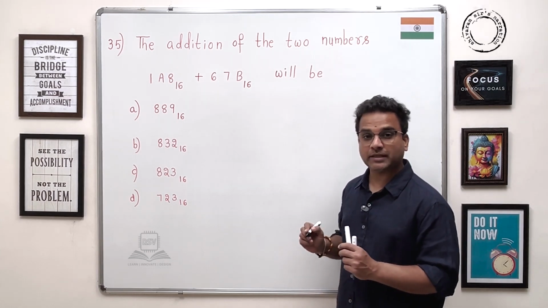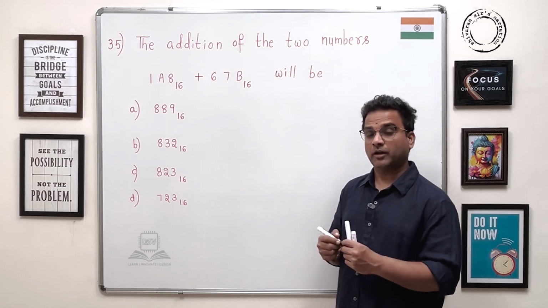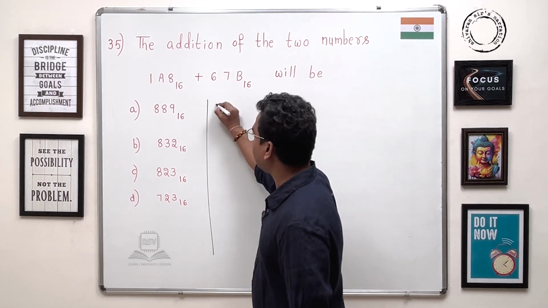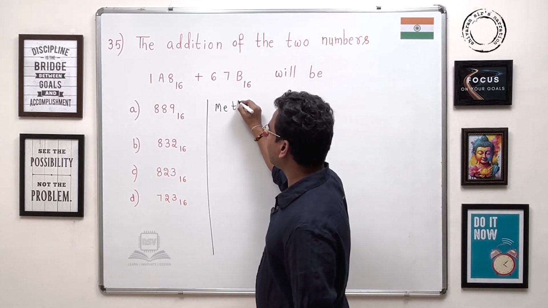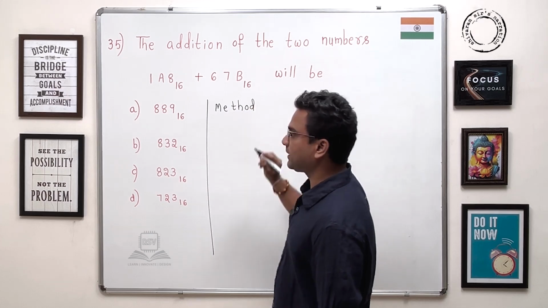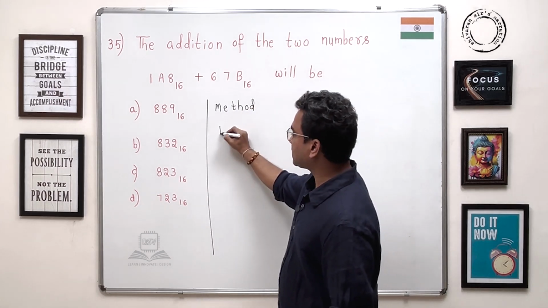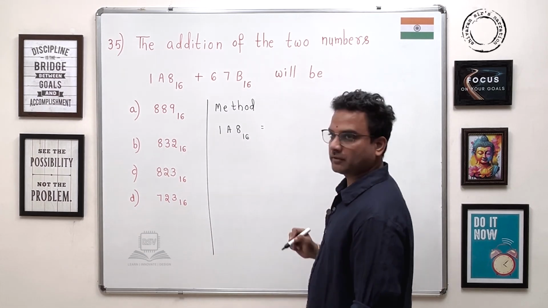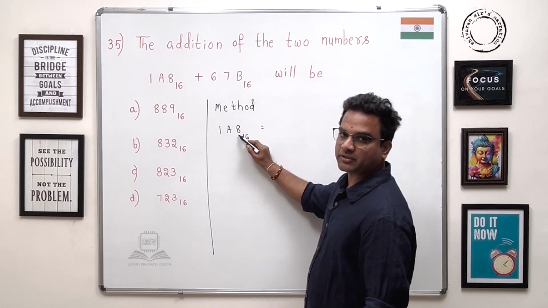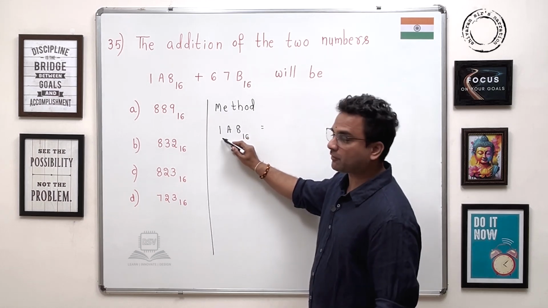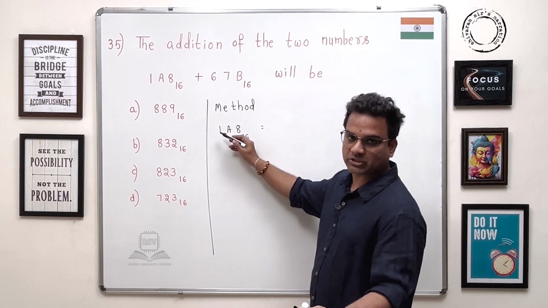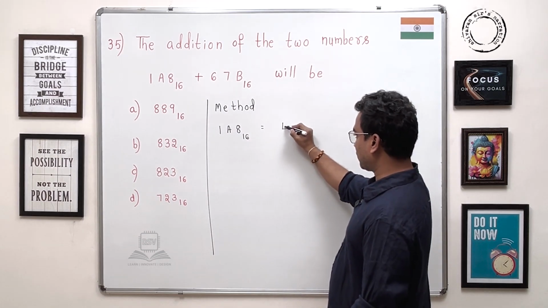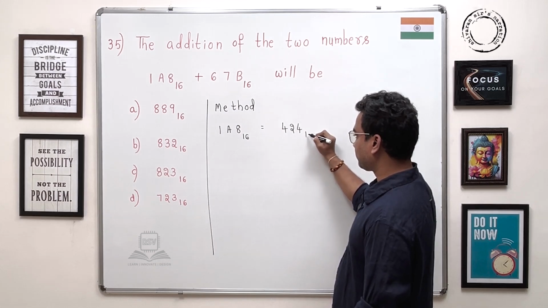Guys, for this hexadecimal addition, there are different methods. Let's start with method 1. Here 1A8 is there. Why don't you convert this 1A8 into decimal: 8 into 16 power 0, A into 16 power 1, 1 into 16 power 2. If you do that, we will get 424 base 10.